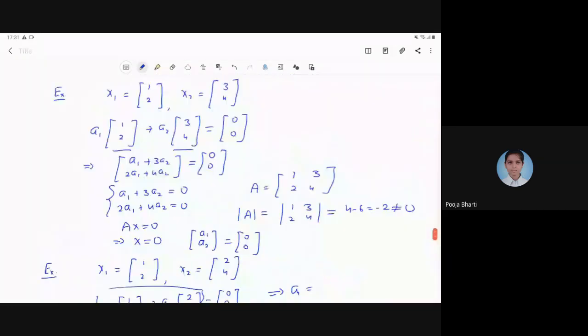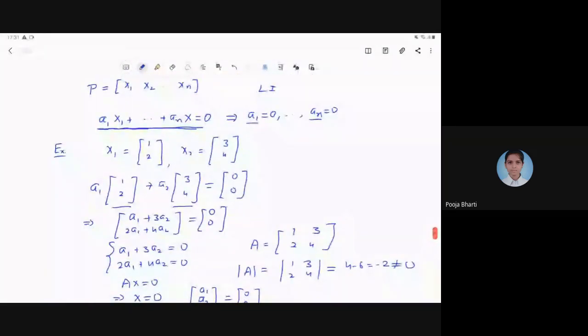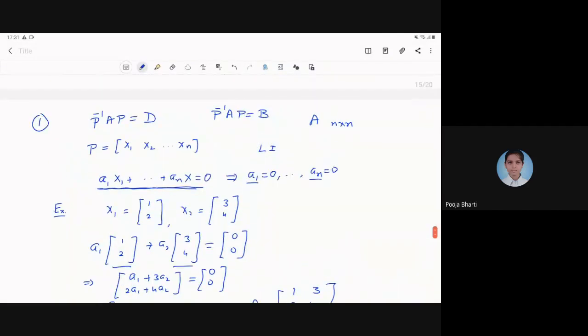Now let us go back to our main discussion. I was saying that a matrix is diagonalizable if it is similar to a diagonal matrix. It means you can find a matrix P such that P inverse AP equals a diagonal matrix. How to construct P?